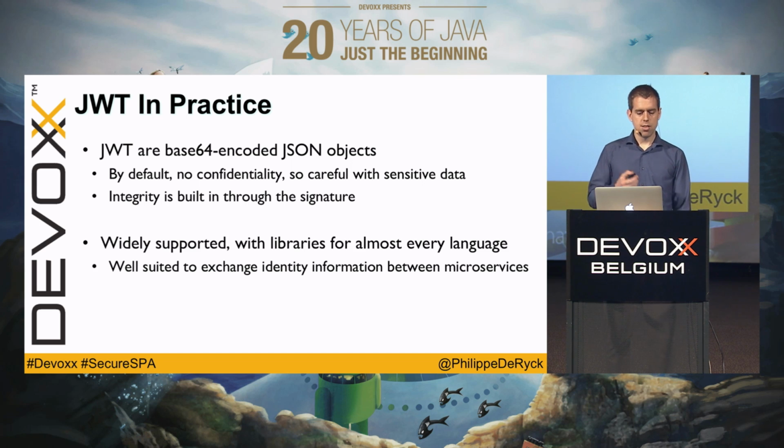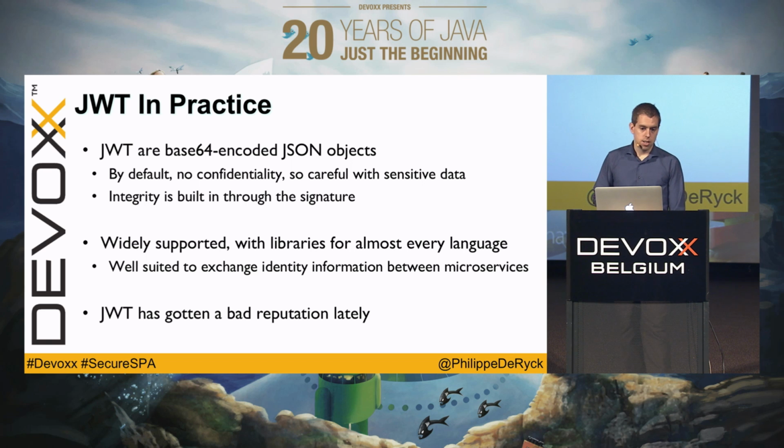Integrity is offered by default because of the signature, as long as you use an up-to-date version, and I'm coming to that. This is widely supported. We have libraries for almost every language on the website of JWT, which is JWT.io. You have libraries for many languages. They also show which language supports what. And it's actually very well suited to exchange identity information between microservices, for example. Services can simply pass on the token of the user amongst each other to have your identity information.